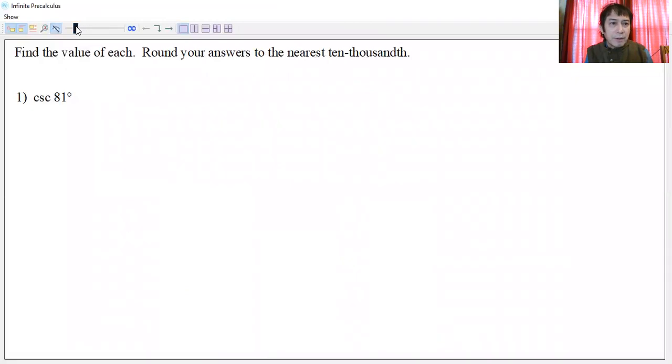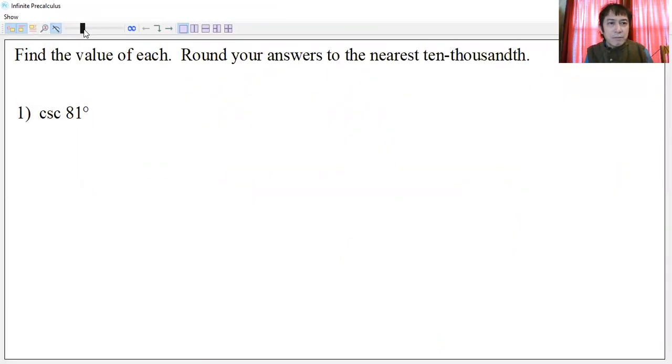Okay, the instruction is here. Find the value of each. Round your answers to the nearest 10,000. So the first one is cosecant 81 degrees. Now, the solution of this will consist of the sine function and the reciprocal of the sine function. I'm going to show you the formula to do this. So we have cosecant.